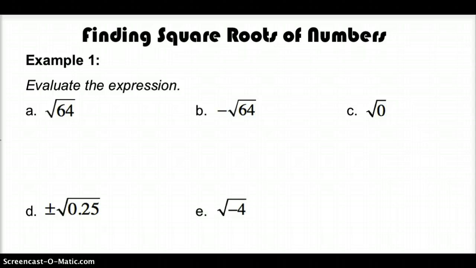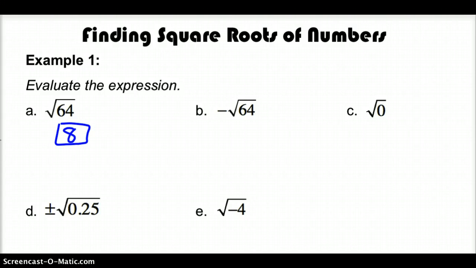Okay, and we have to know what number multiplied by itself will give us 64. That is going to be 8 times 8. So we can write this as just positive 8. It's just asking for the positive square root there.